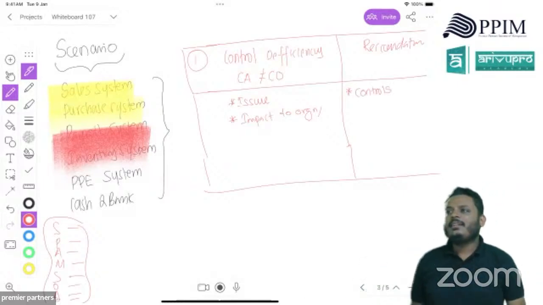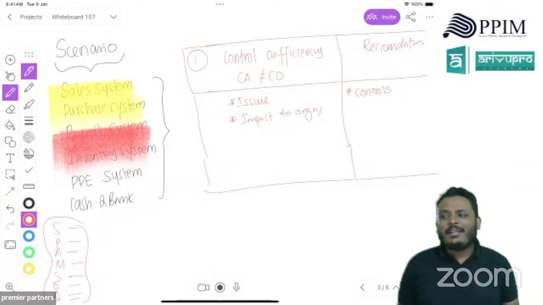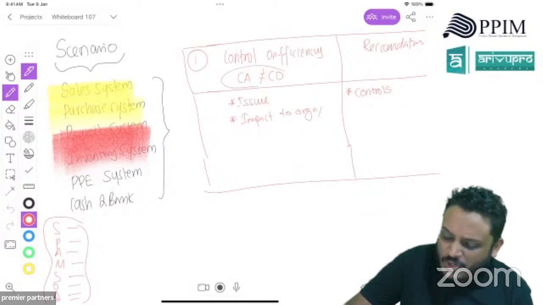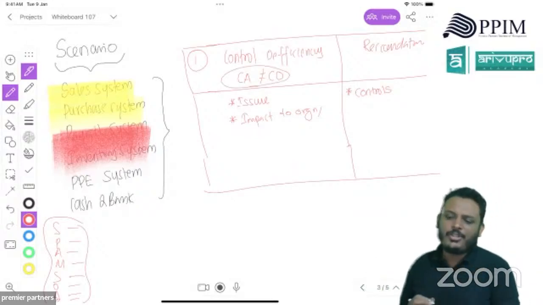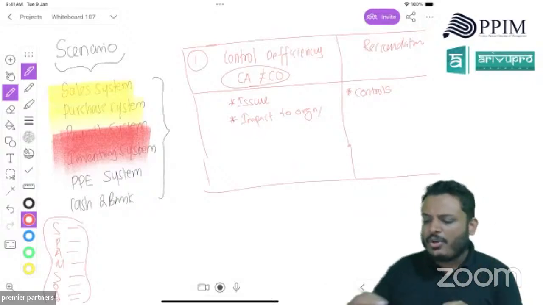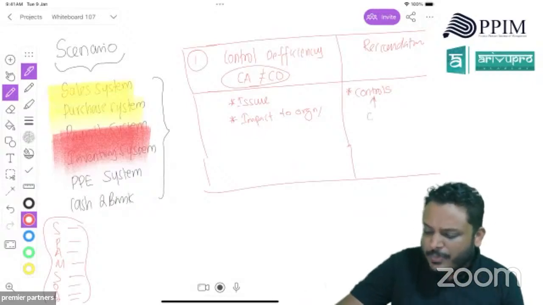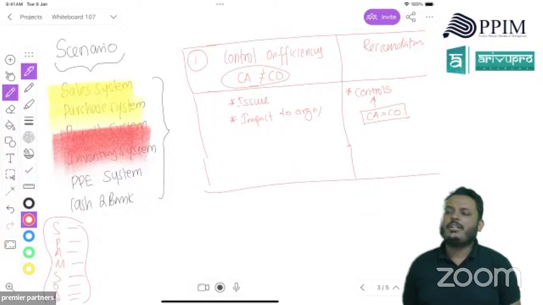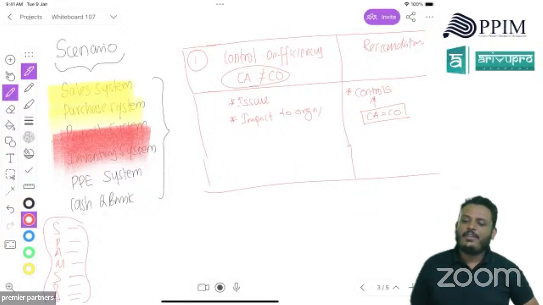Recommendations are what? Controls. When you are writing a recommendation, you should recommend a control, because the deficiency is that the control activity has not met the control objective. In the recommendation, you should recommend a control. Such control activity should be equal to the control objective.